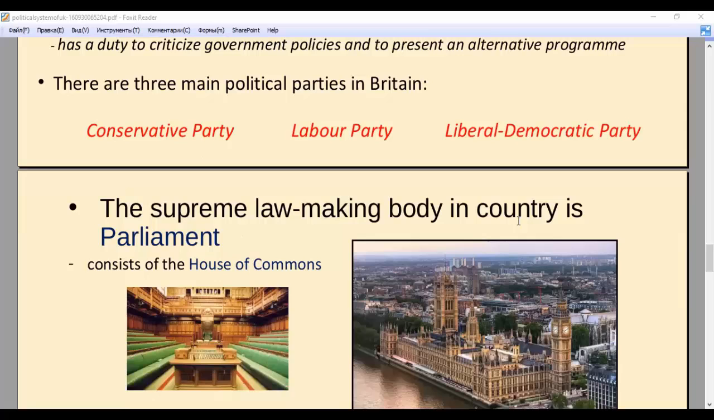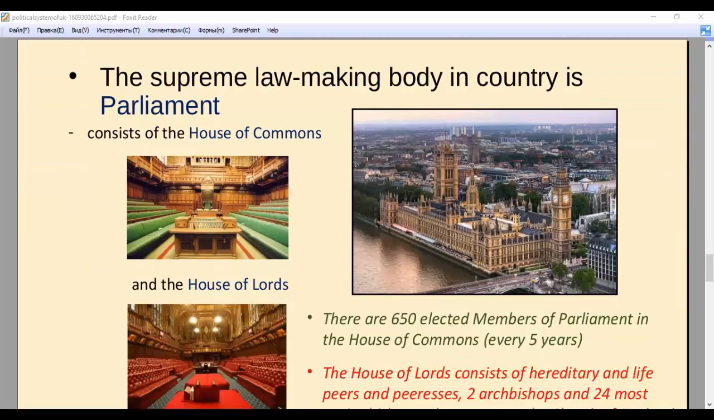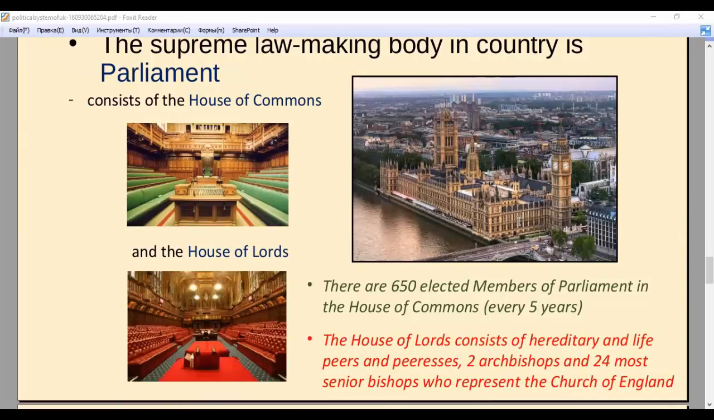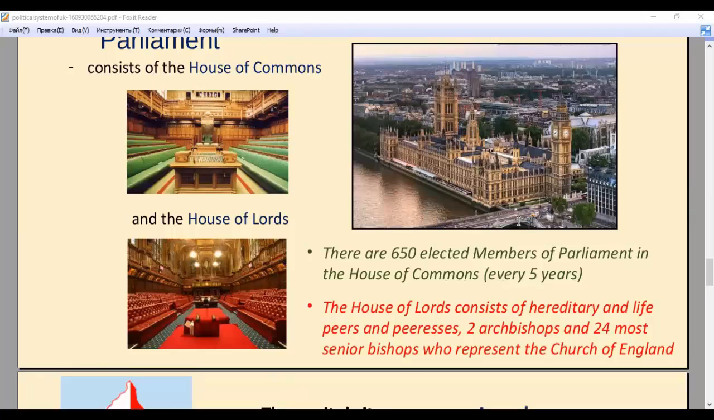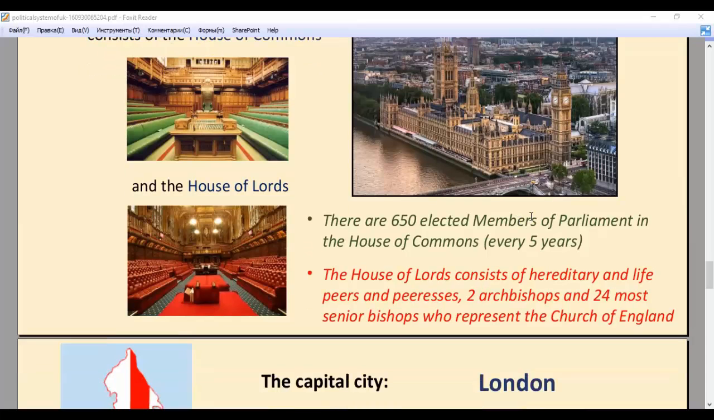The supreme lawmaking body in the country is, of course, Parliament. Parliament consists of the House of Commons and the House of Lords. If you remember, they had a kind of Magna Carta, which was like a constitution, but it is not a constitution because the United Kingdom has no written constitution. At that time they had just one chamber, the House of Lords, but nowadays they have the House of Commons as well. There are 650 elected members of parliament in the House of Commons. The House of Lords consists of hereditary and life peers and peeresses, 2 archbishops and 24 senior bishops who represent the Church of England.